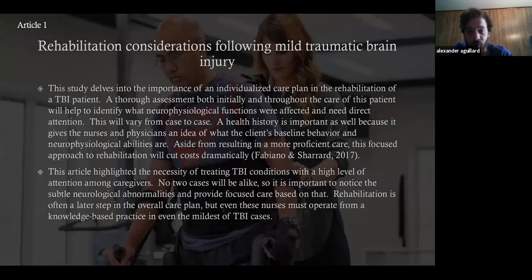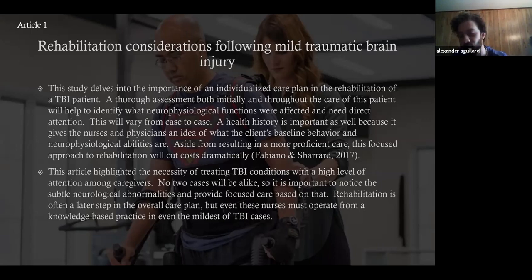This was my first article. It was a study that delved into TBI patients and rehab and what was the best way to approach these guys. It's just important that for each patient, we have an individualized care plan. This is going to help, first of all, with financial needs. It's going to cut the costs significantly if we're focusing on what neurological deficits are taking place in the specific patient.